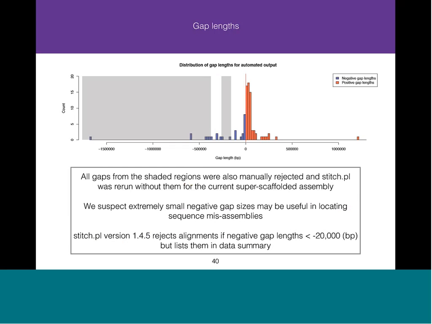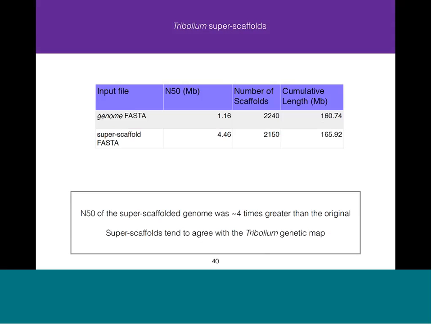Okay, so the overall result for our super scaffolded Tribolium FASTA is that we approximately quadrupled our N50, so we went from 1.16 to 4.46. We didn't drop as much in terms of scaffolds, so from 2,240 to 2,150, but we're really working on the biggest pieces of our assembly currently. And the cumulative length increased slightly, so the major benefit that we got was that increase in contiguity and an understanding of how to reorder the scaffolds and what their orientation should be relative to each other.